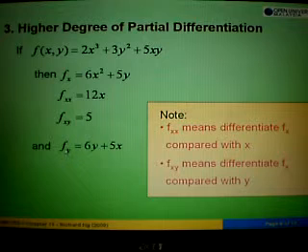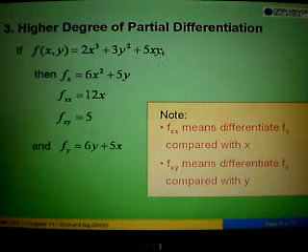Now, if we are asked to find fy, we have to start from the beginning of the function. So differentiate compared with y. Here there's no y, we ignore. Differentiating 3y squared will give us 2 times 3, 6, 6y here. And then differentiate 5xy compared to y. So 5x is a constant now. We copy it, and differentiating 1y will give us 1. So 1 times 5x is 5x.